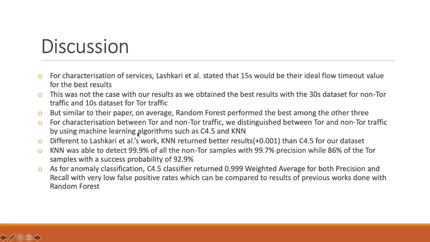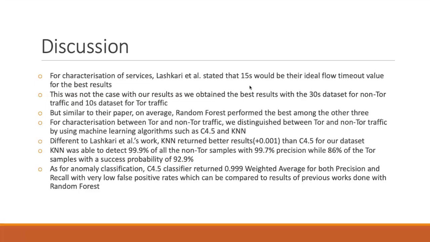For characterization between TOR and non-TOR traffic, we distinguished between TOR and non-TOR traffic by using machine learning algorithms such as C4.5 and KNN. Different to Lashkari et al.'s work, KNN returned better results than C4.5 for our dataset. KNN was able to detect 99.9% of all the non-TOR samples with 99.7% precision, while 86% of the TOR samples with a success probability of 92.9%.